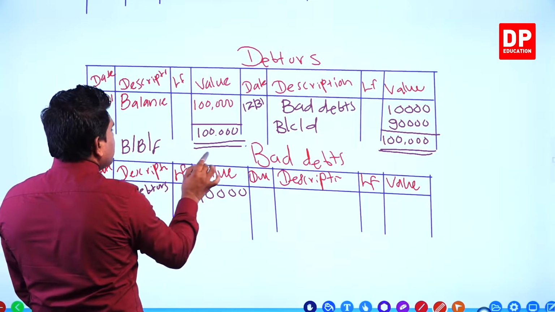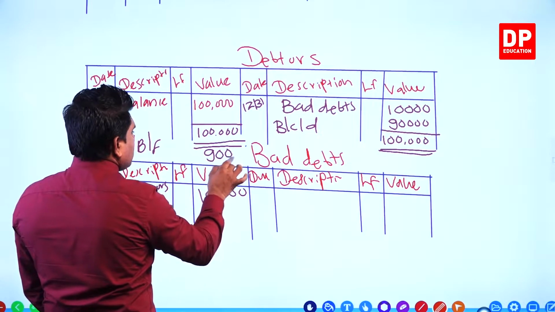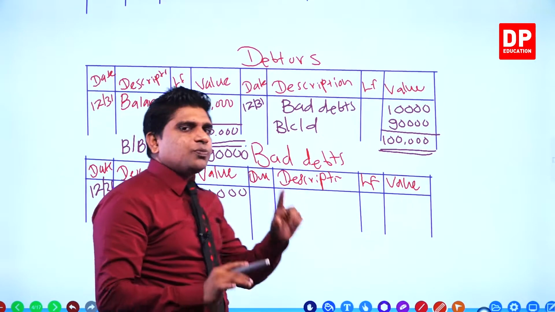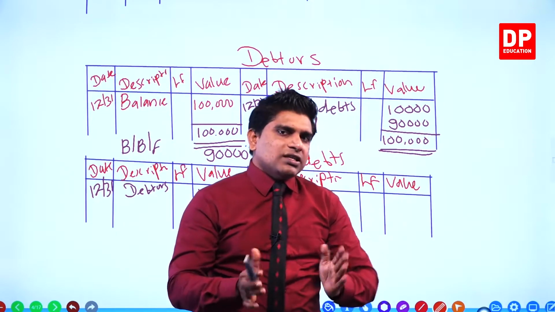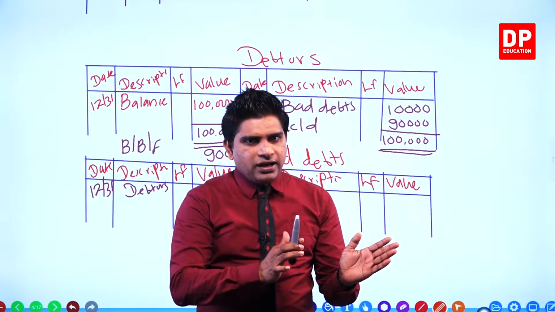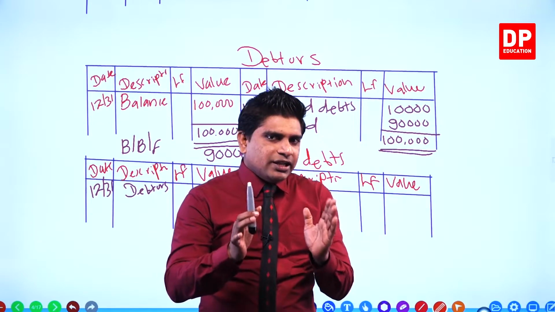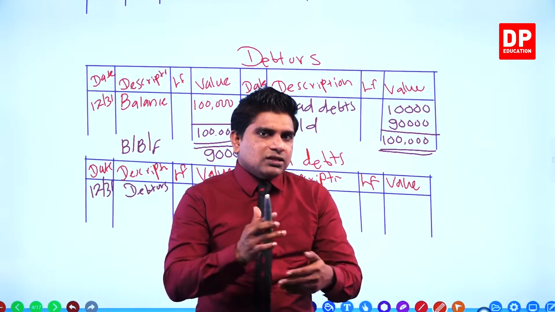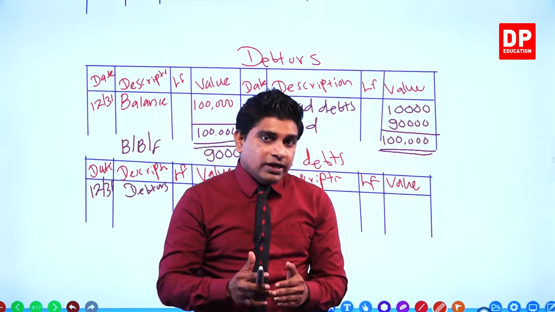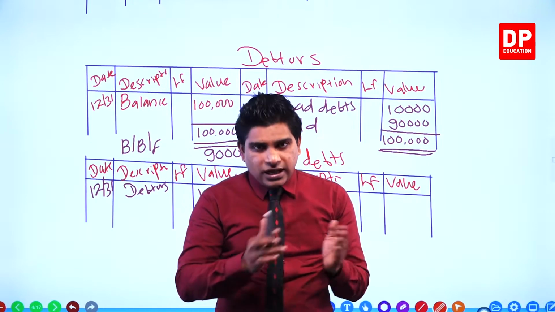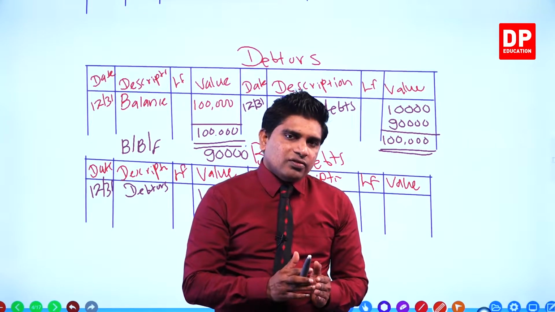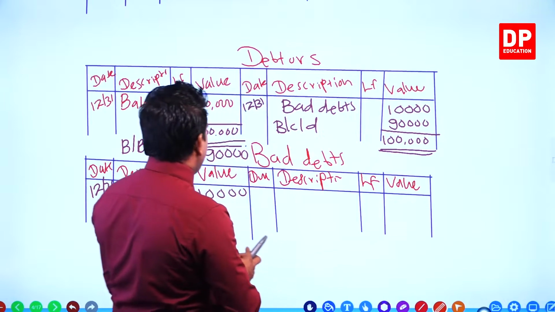Balance brought forward 90,000. But in this question, they expect only ledger accounts and journal entries, right? No need to do the balance of the accounts. But here I teach you to memorize all the things you have learned in grade 10, right? So that's why I do this balancing off, right? Then finally what we do?